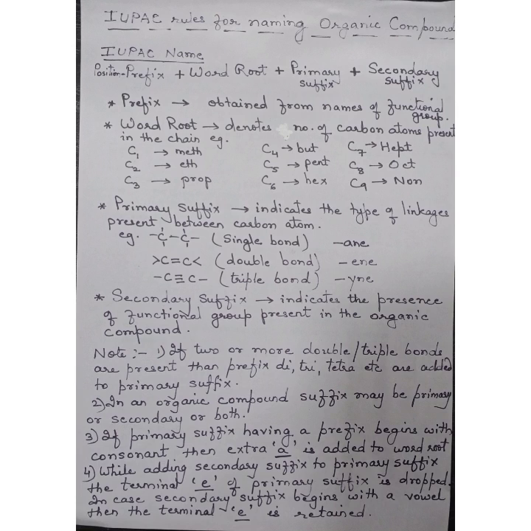Take a note that if two or more double bonds or triple bonds are present, then the prefixes like di, tri, tetra, etc. are added to the primary suffix. If the primary suffix having a prefix begins with a consonant, then an extra a is added to the word root. While adding secondary suffix to primary suffix, the terminal e of the primary suffix is dropped if the secondary suffix begins with a vowel.